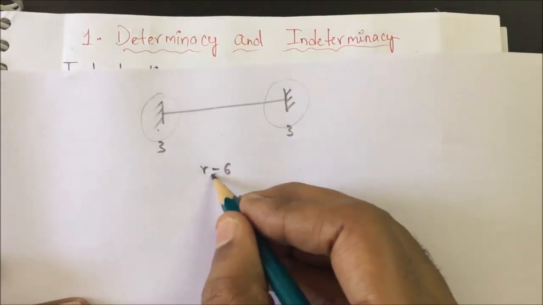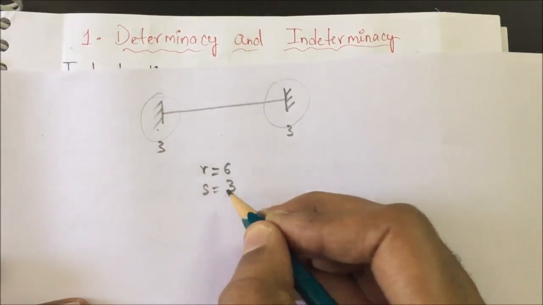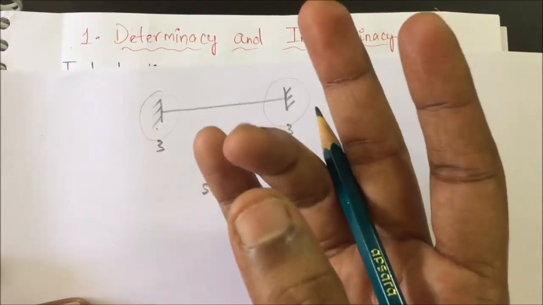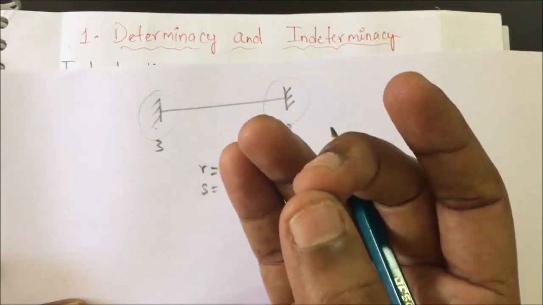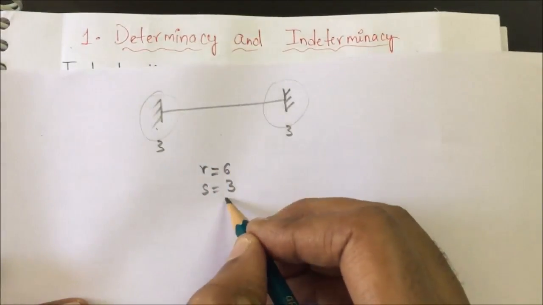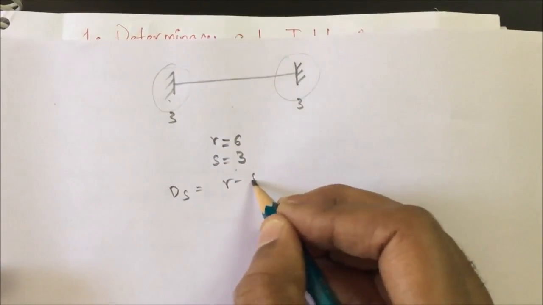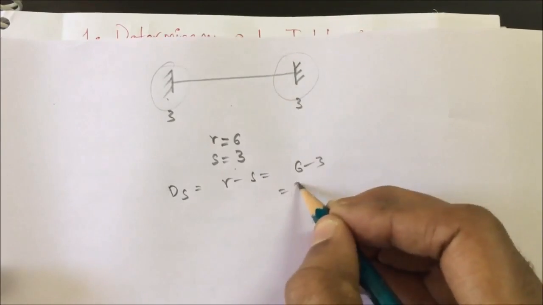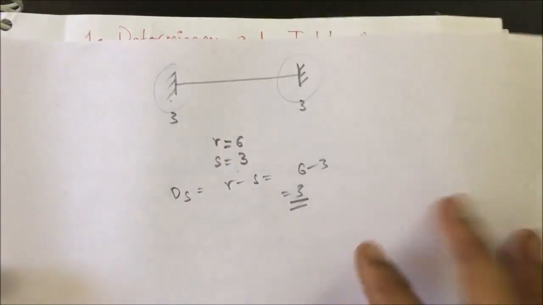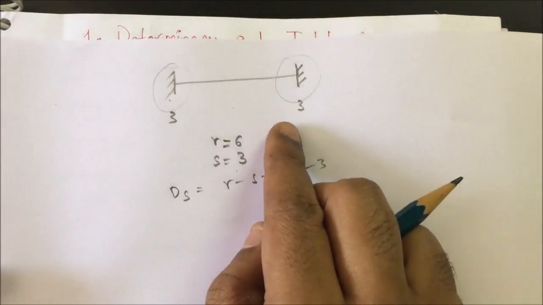How many equilibrium equations do I have? 3. Sigma H equals 0, sigma V equals 0, sigma M equals 0. So 3 equations I have. So what is my static indeterminacy? R minus S, which is 6 minus 3 equals 3. This is taught in college, but questions will not come like this in ESE and GATE.